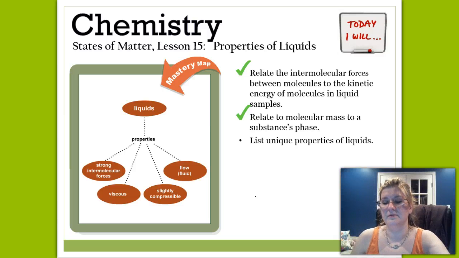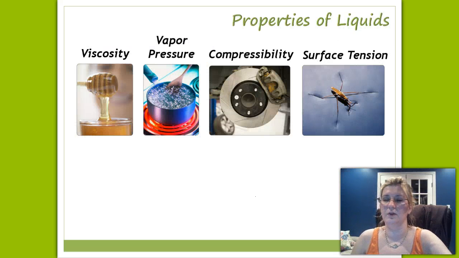Okay, so some properties of liquids. We might have heard of the word viscosity before, or a liquid is viscous. We're going to talk a little bit about vapor pressure, compressibility, and surface tension. You'll see some pictures that go along with this to describe each of these phenomena. We're going to define them and briefly just say what they are and how they come to be.